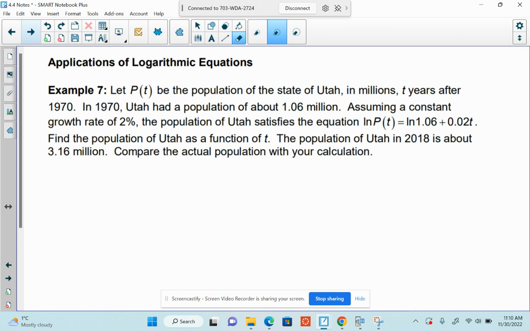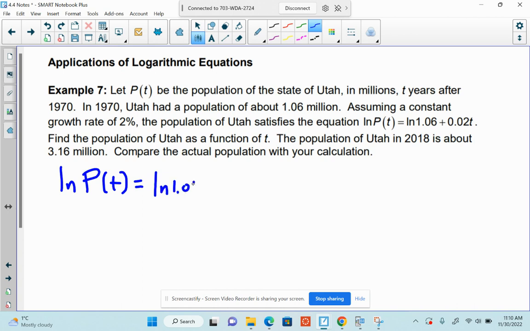Example 7. P of T is the population of the state of Utah in millions, T years after 1970. In 1970, Utah had a population of about 1.06 million. Assuming a constant growth rate of 2%, the population of Utah satisfies... I'm going to take a look at this function. Oh, it's not a function. It's written as log of P of T equals log of 1.06 plus 0.02t.